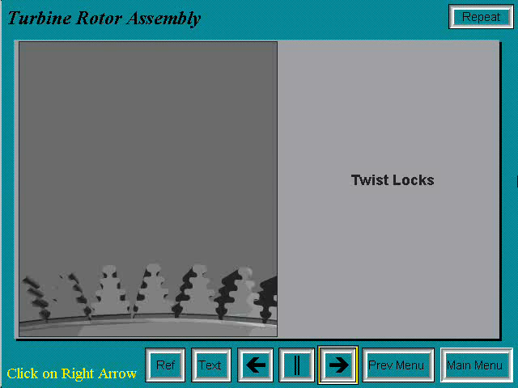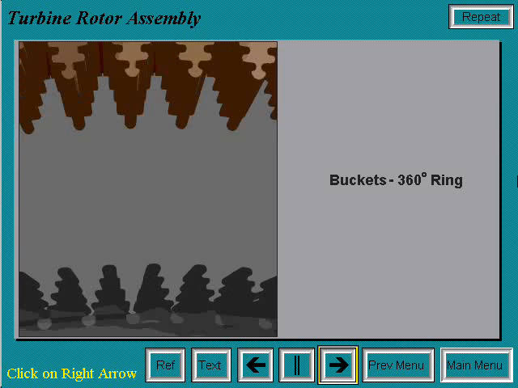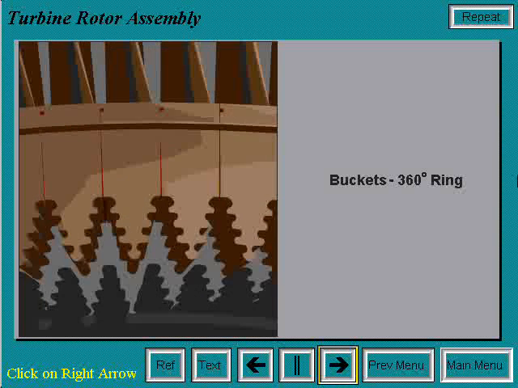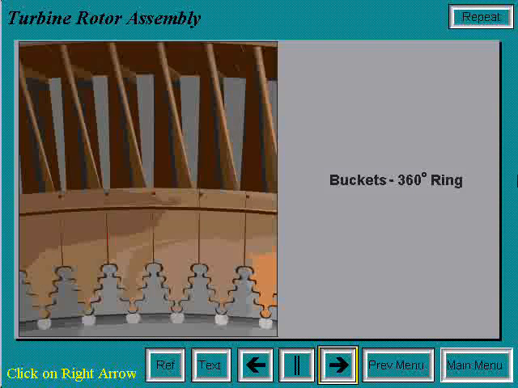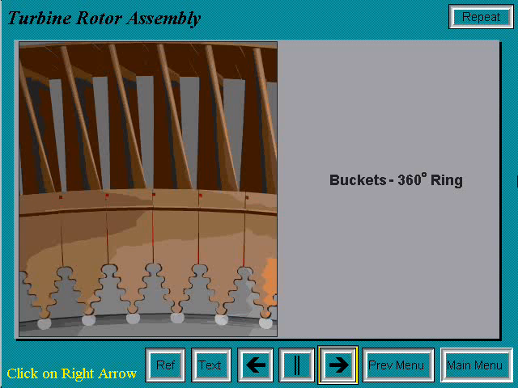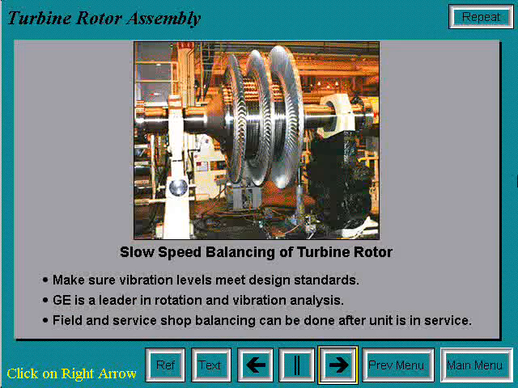Before the second and third stage buckets are installed, twist locks are put in place. Then the buckets are installed as a 360-degree ring. The ring is worked into the wheel gradually due to the interlocking Z-lock. Once they are installed, the twist locks are rotated to lock them in place. GE is a leader in rotating equipment and vibration analysis.